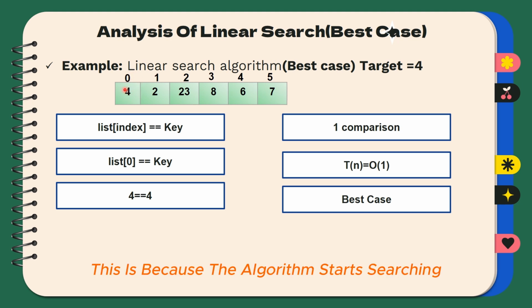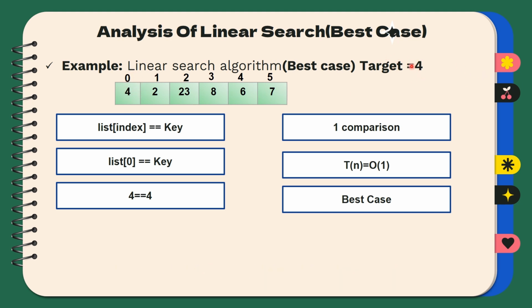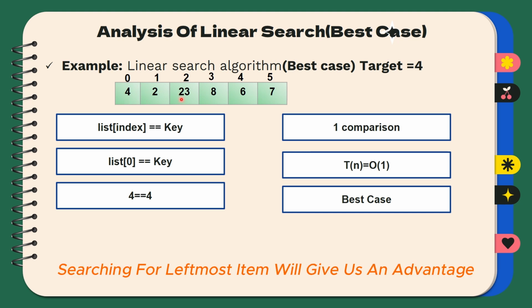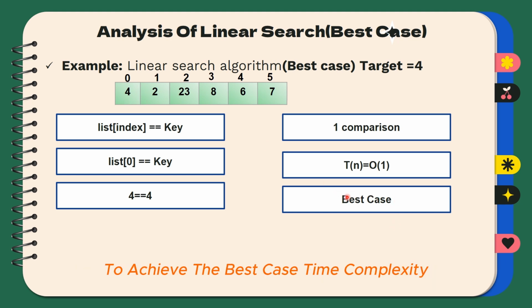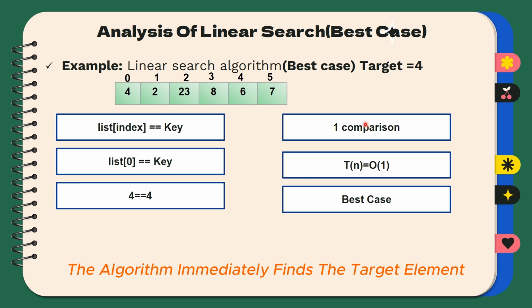This is because the algorithm starts searching for the item from the leftmost part, so searching for the leftmost item will give us an advantage to achieve the best case time complexity. For instance, in the array given below, if you are searching for the target item 4, the algorithm starts at the first element. That means it checks list at index 0 equal to key, which is 4 equal to 4. Since this condition is true, the algorithm immediately finds the target element.